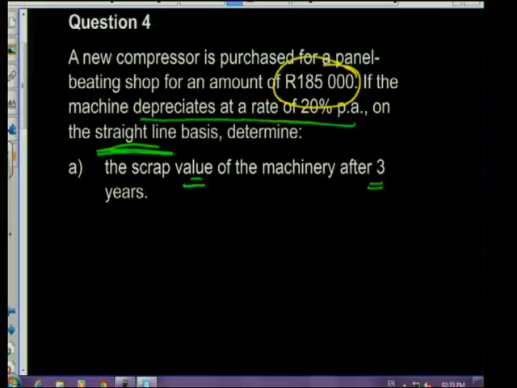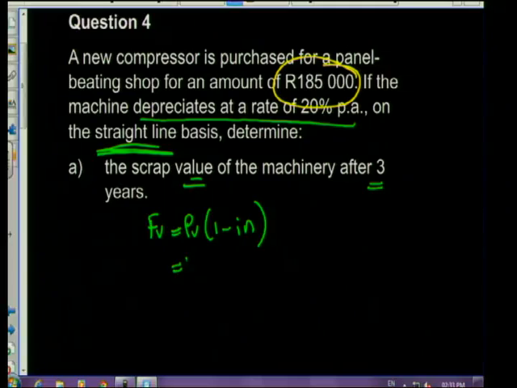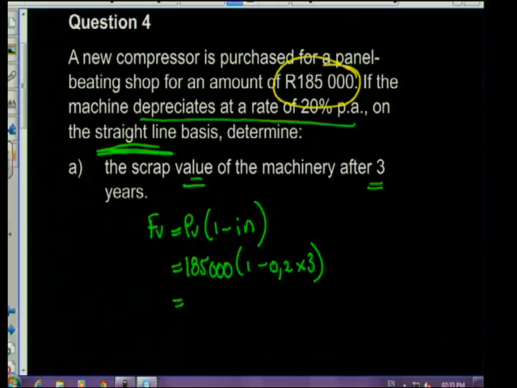Now this was an annual rate, it's an effective rate, so I can just go and work that out. So I'm going to work out what is the future value of this machinery. So I take what it is worth now, 1 minus r times n. This is simple depreciation. I know because it's on a straight line basis. So I know that this machinery, whilst it's worth 185,000 now, 1 minus the interest rate, which is 20%, 0,2, multiplied by the number of years. This is what the machinery is going to be worth after 3 years.